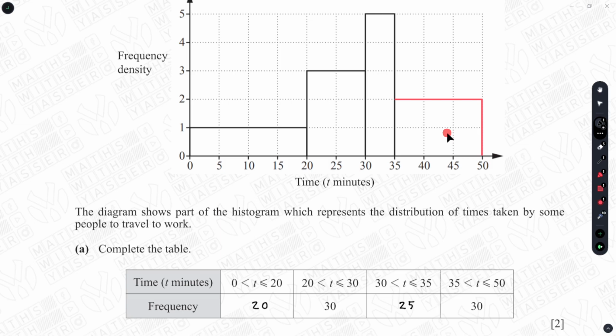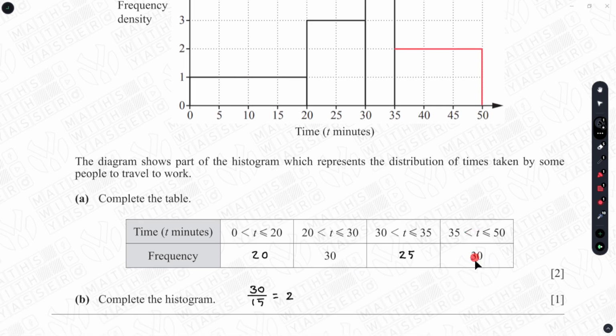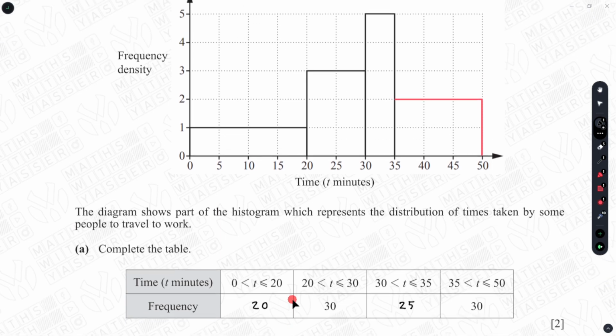So we had to find the frequency density. And in order to find the frequency density, we use the formula: frequency density is equal to frequency over class width. The frequency was given, which is 30, divided by the class width. The class width is 50 minus 35, which is 15. Therefore, the frequency density will be 30 over 15, which is 2. So the height of the bar will be 2 units. And of course, the class width will be 35 to 50.